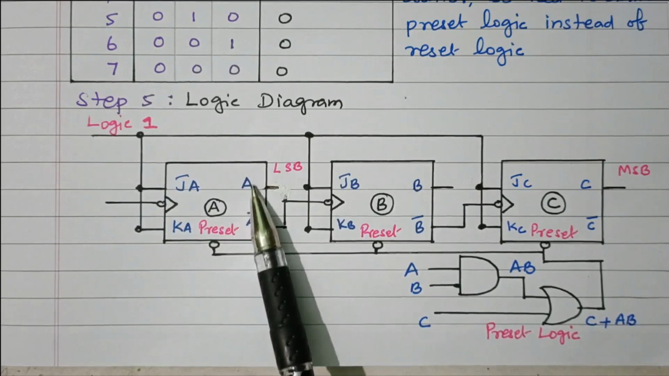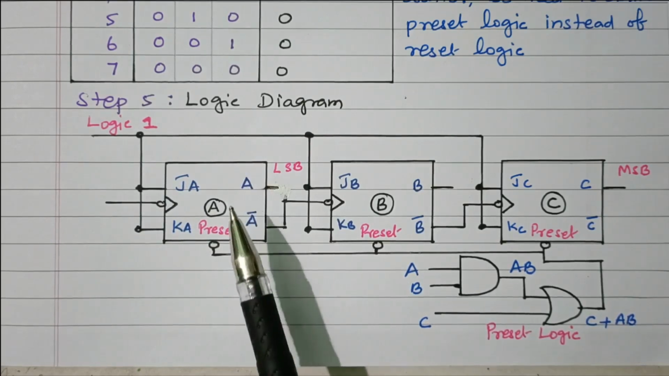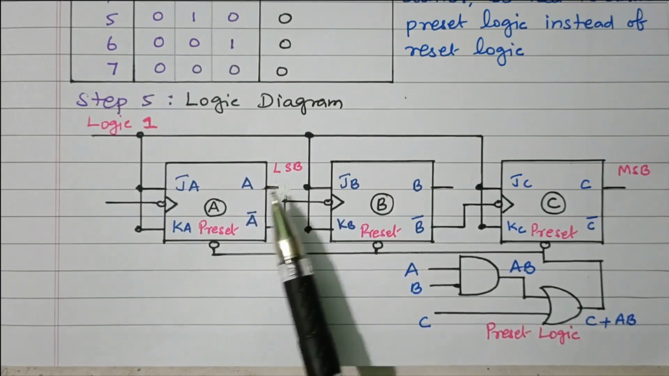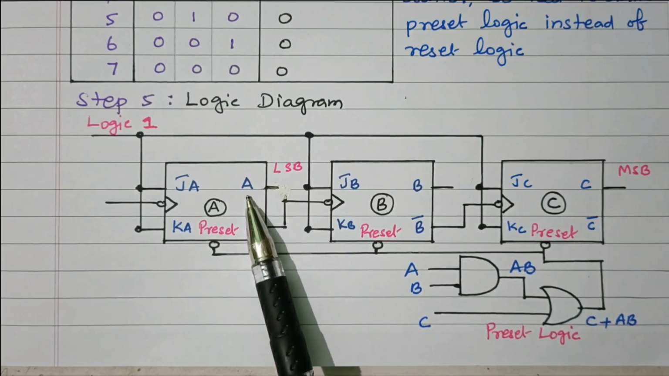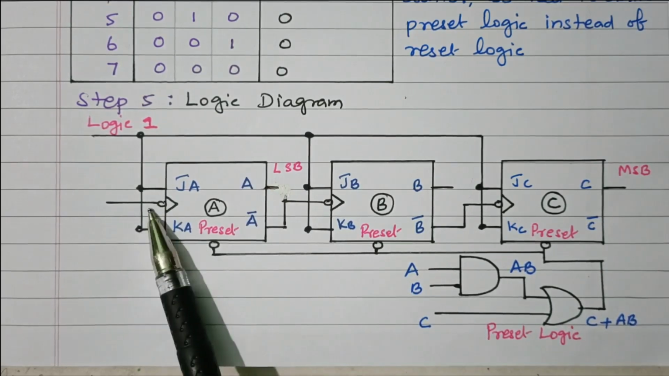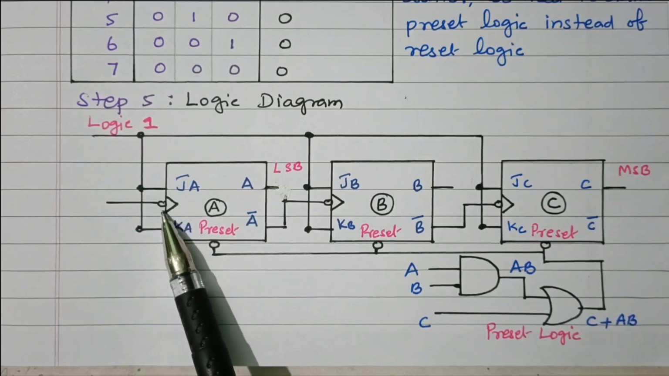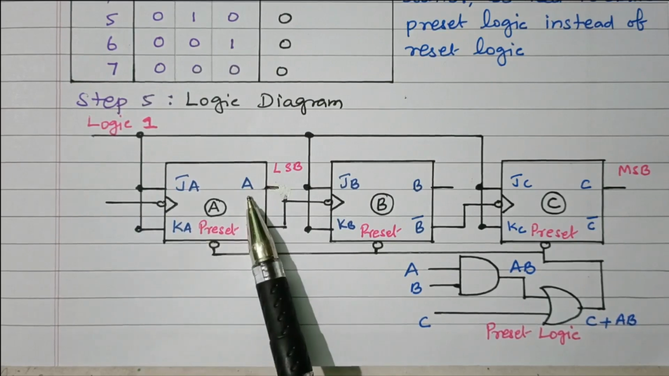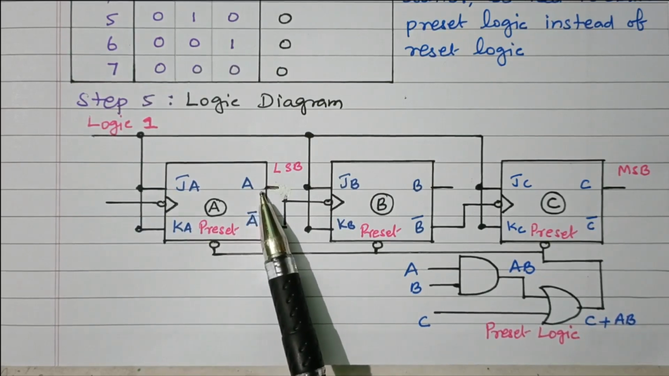The output, this present state and next state will toggle. Present state 0 means next state will be 1. Present state 1 means next state will be 0. So this A will toggle. This is the output for every clock pulse, because this is given as an inverter. So during every negative edge, this output will toggle. During positive edge, it will not toggle.